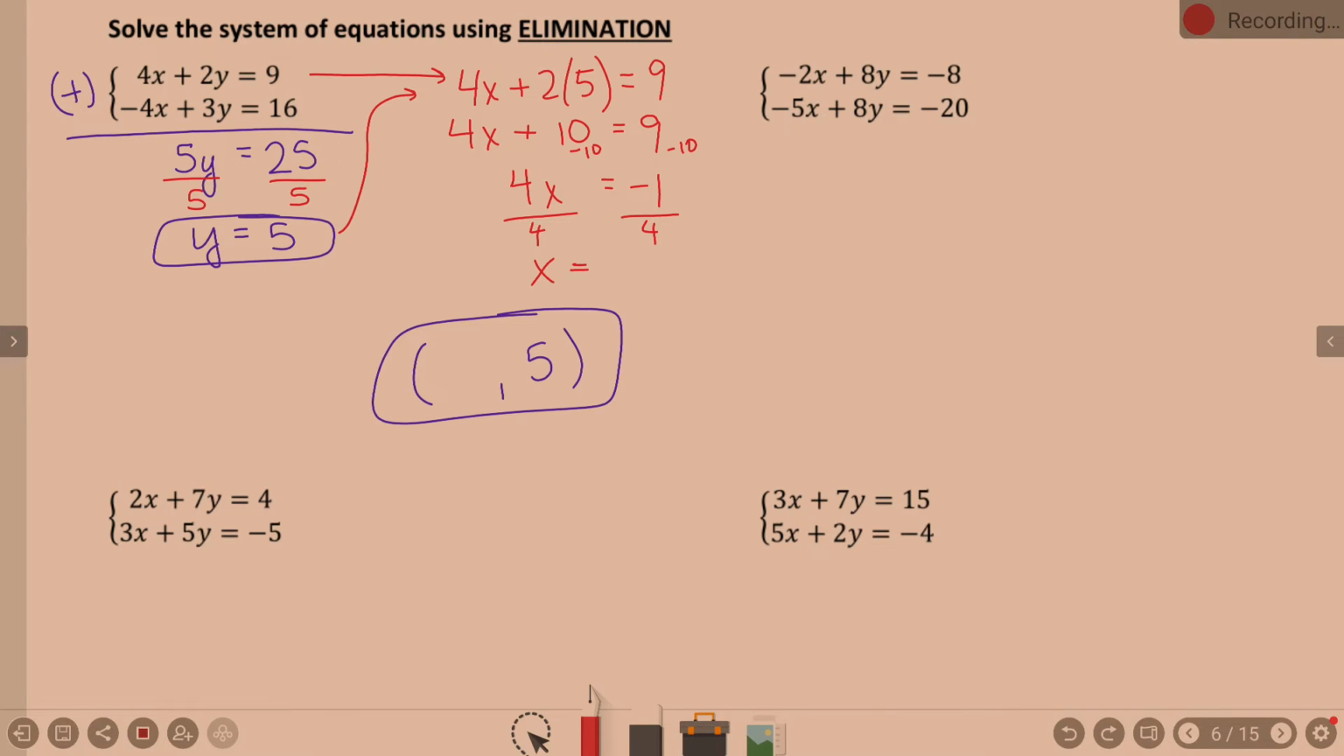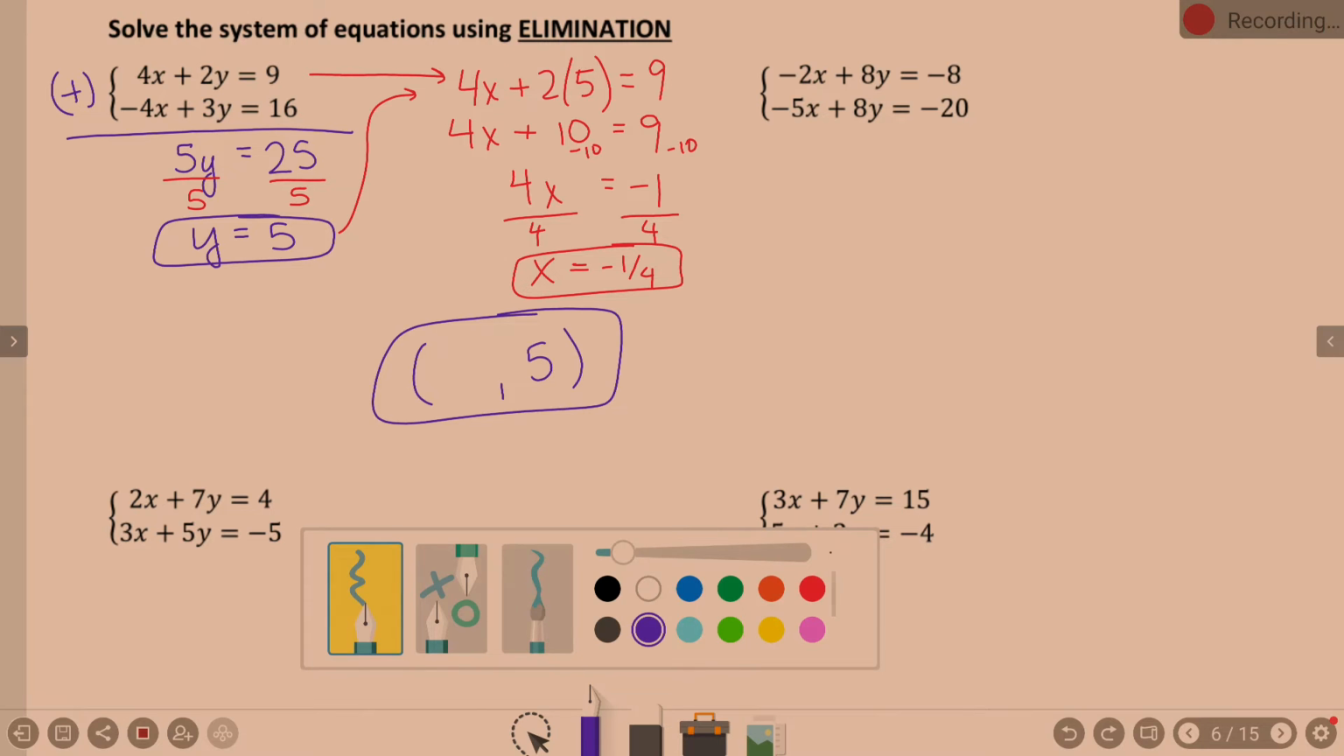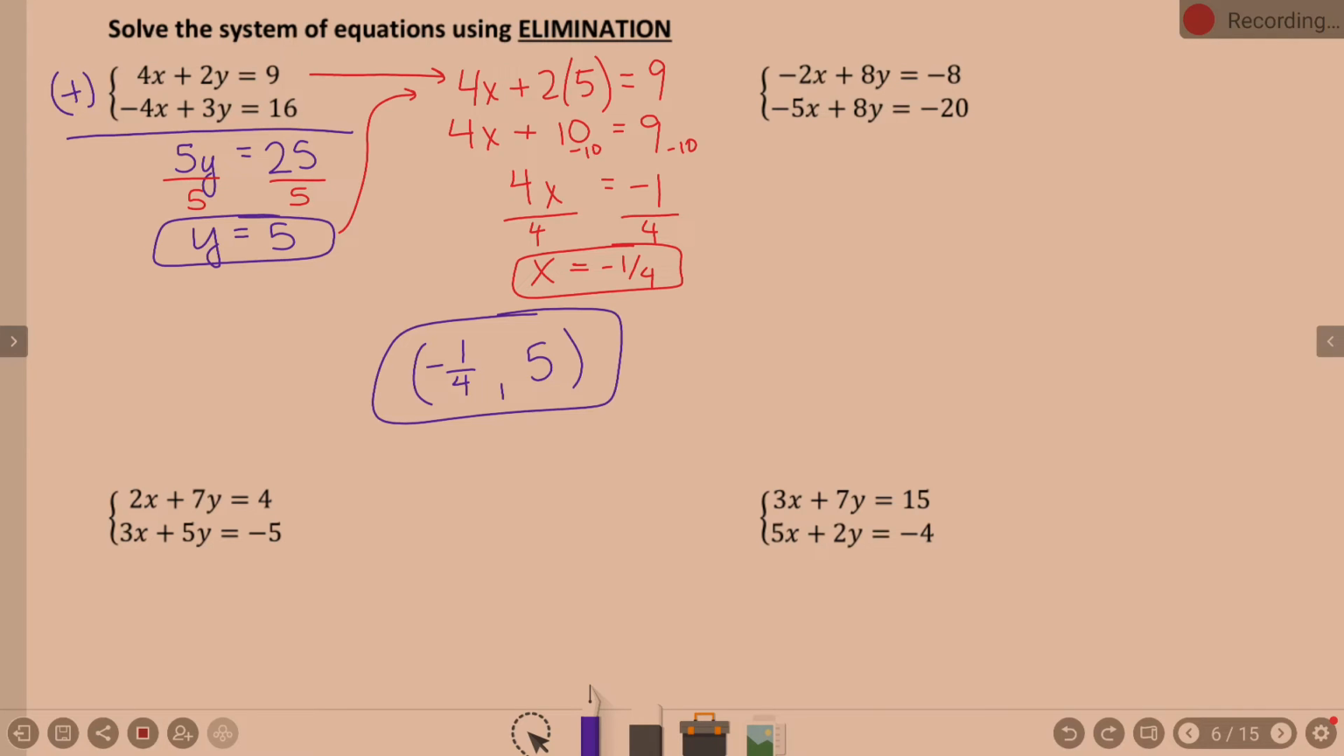What is -1 divided by 4? Yeah. I would leave my answer as -1/4 here. So when I give my answer, I'm going to say -1/4, comma 5.